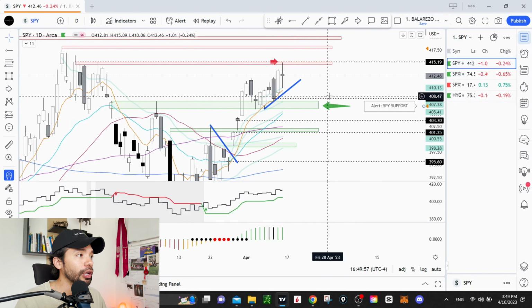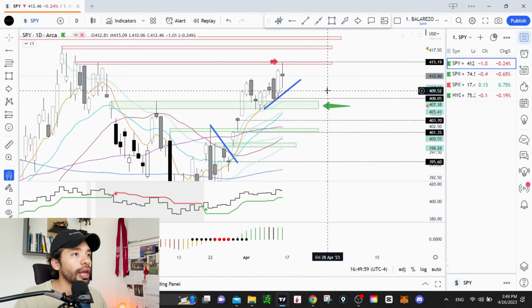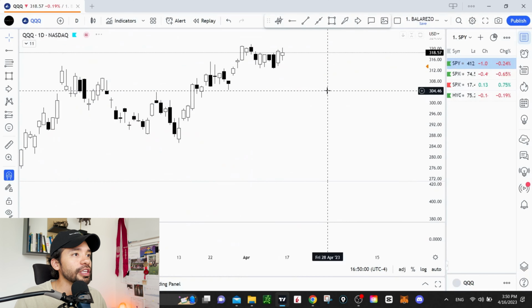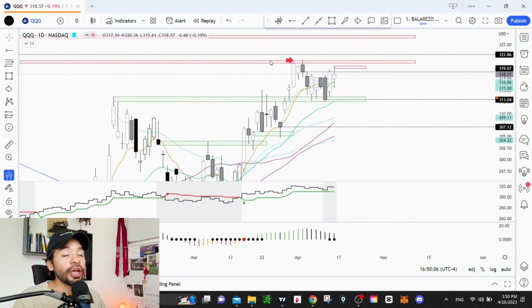And if we jump really quickly to the QQQ, let me just make this a little bit bigger. You can actually see the same thing. You can see right here that the QQQ has also been trading in a range.